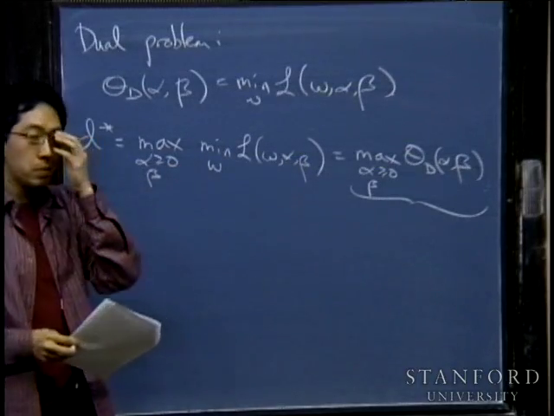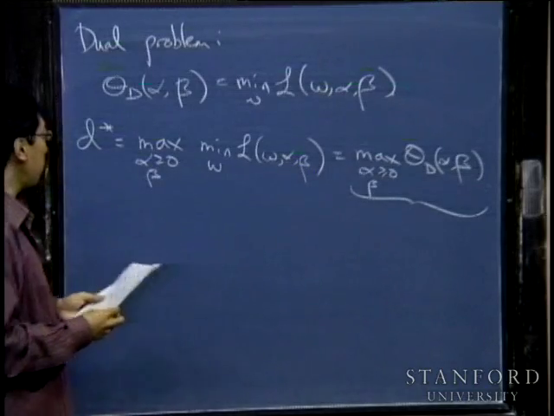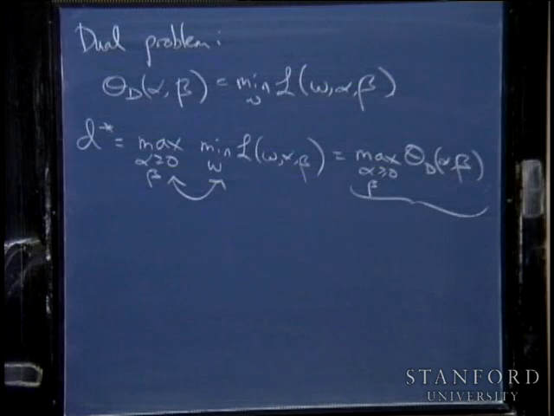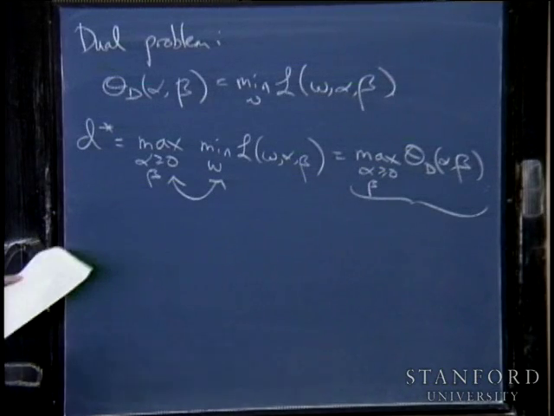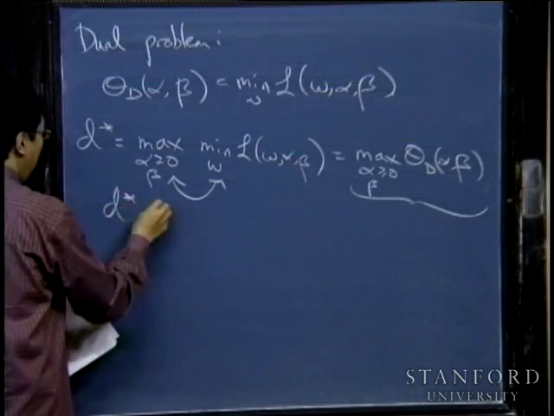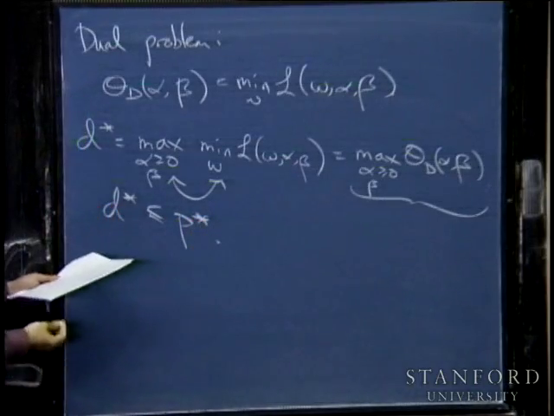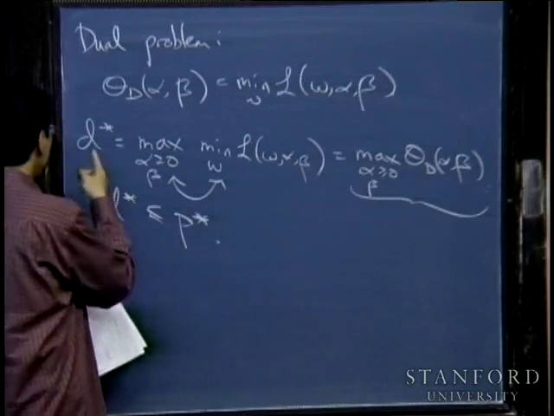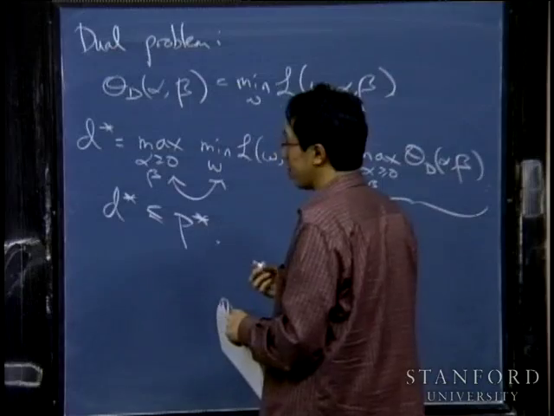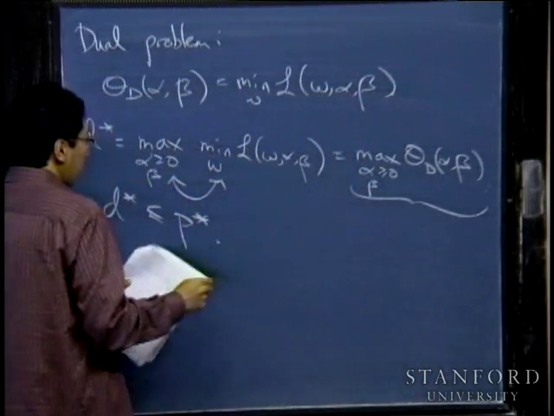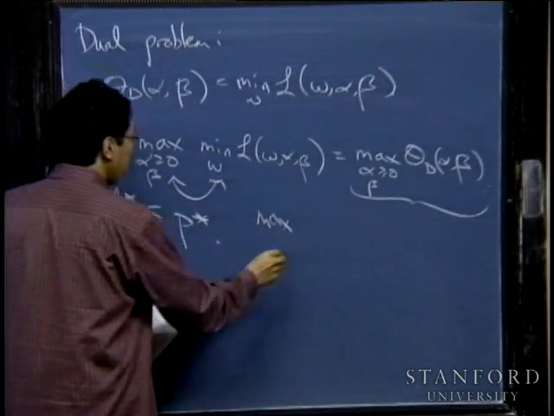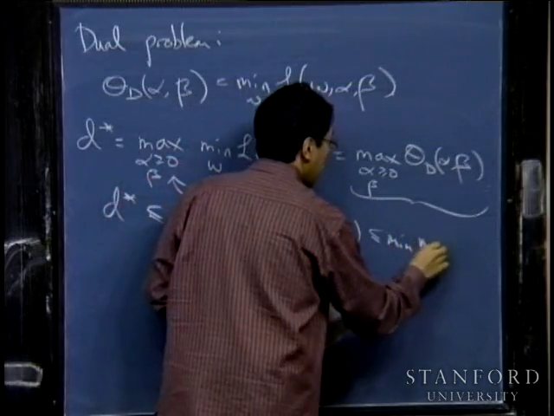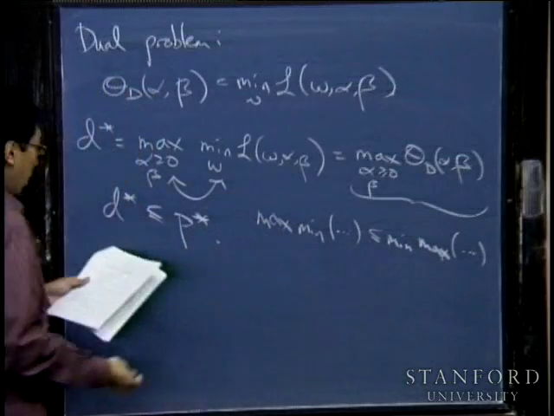I want you to compare this to our previous primal optimization problem. The only difference is that I took the max and min and switched the order around. That's the difference between the primal and the dual optimization problem. And it turns out to be a fact, true generally, that d star is less than or equal to p star, where p star was the value of the primal optimization problem. In other words, it's generally true that the max of the min of something is less than or equal to the min of the max of something. This is a general fact.